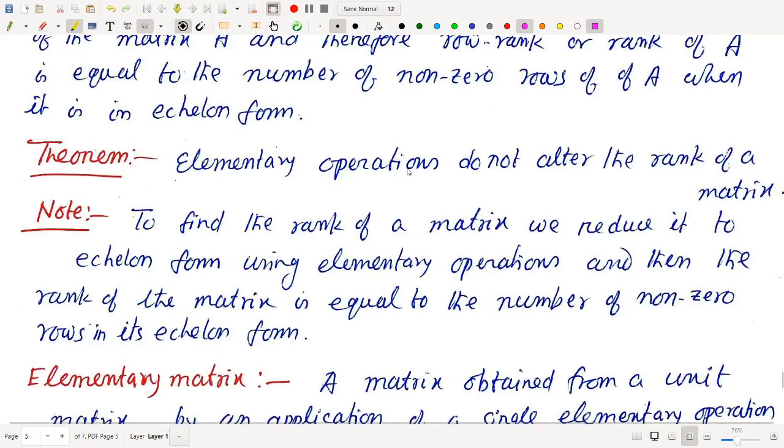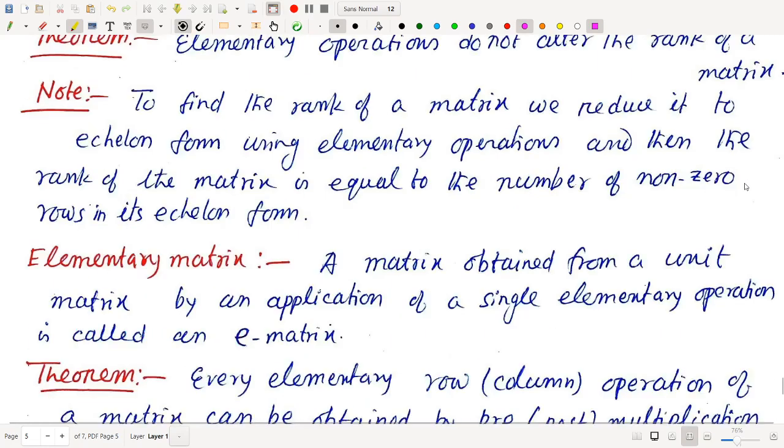Multiplying a vector by a scalar is an elementary operation. Interchanging two rows, or two vectors in a set, makes no difference in the set, no difference in the vector space. That's why elementary operations do not alter the rank of a matrix.